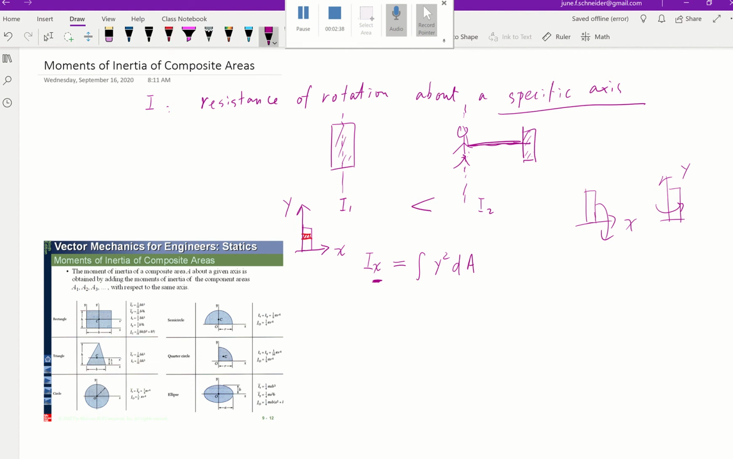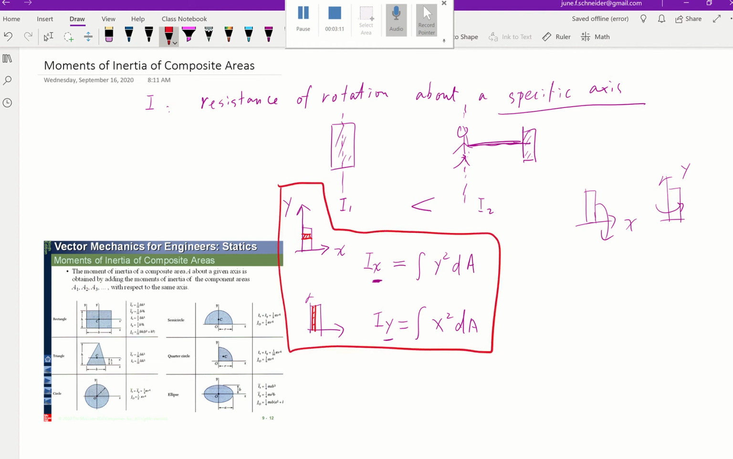Then if you want to find Iy, the formula is x squared dA. In order to do that, when finding the moment about the y-axis, you draw the rectangular strip parallel to the y-axis. It's going to be a vertical rectangle. So those are the most basic rules to solve your moment of inertia.